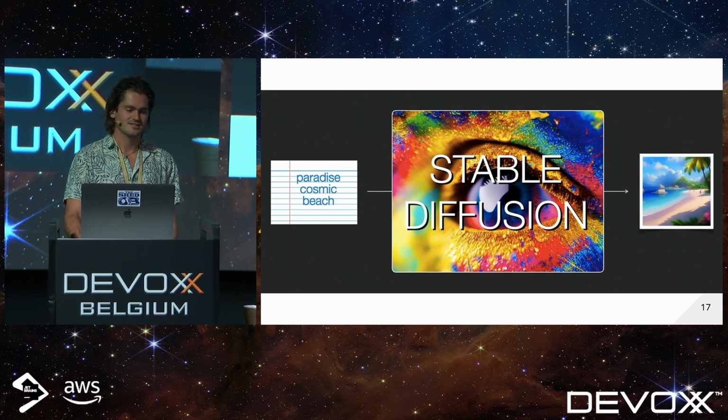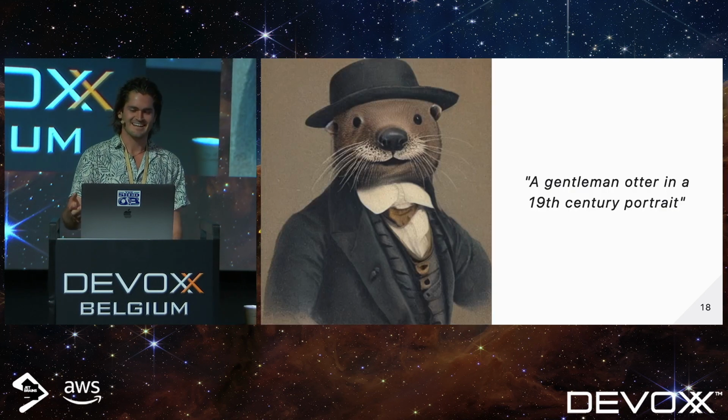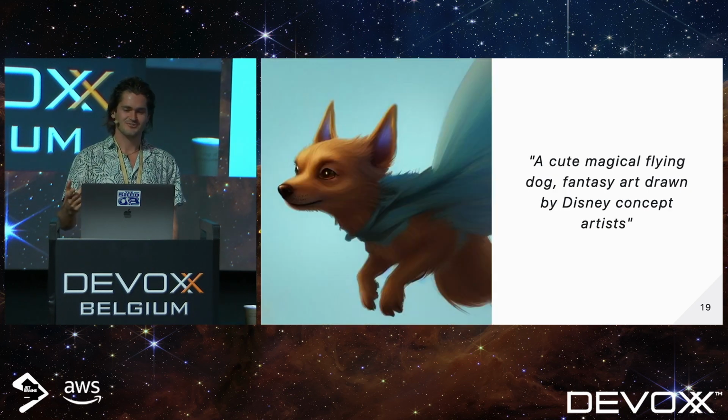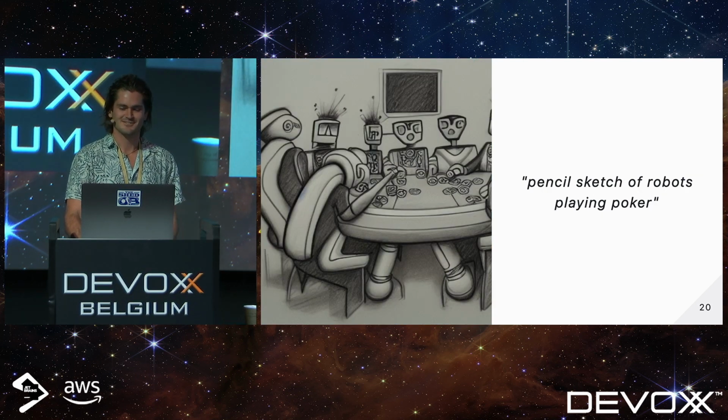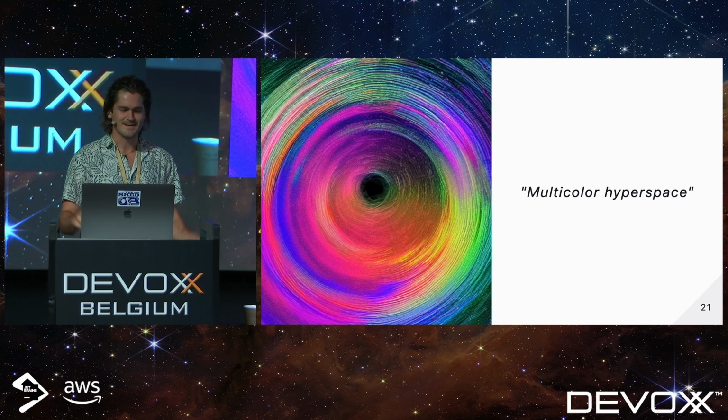Now just before we carry on, I'm just going to show a few of these to give you an idea of some of the outputs you can get. A gentleman otter in a 19th century portrait style. It's pretty cool. A cute magical flying dog. Fantasy art drawn by Disney concept artists. I mean, this is amazing. These are not real pictures. These are just generated from scratch, just based on the prompt. Pencil sketch of robots playing poker. You can even see the poker chips here. It's pretty good. And then the last one is multicolor hyperspace. I don't even really know what to say of it, but it does look like a multicolor hyperspace to me.